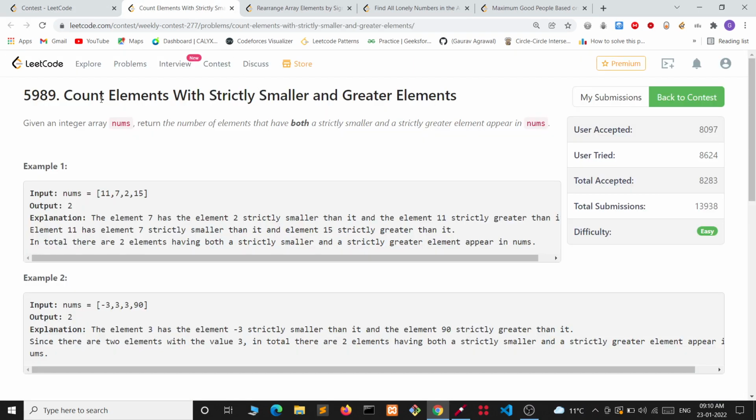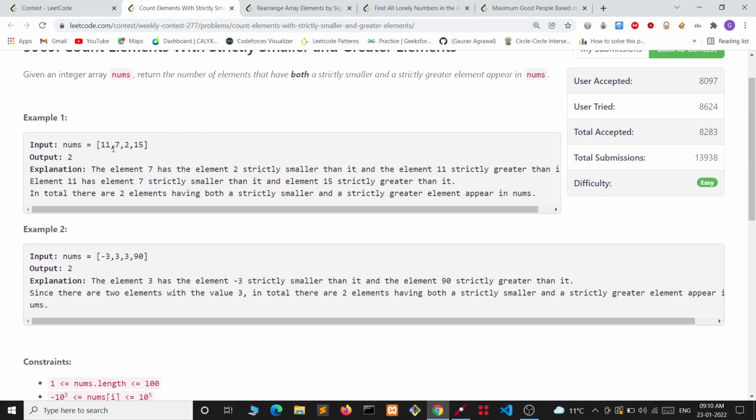In problem 1, we have to count the number of elements which have both a strictly smaller and a strictly greater element present in the nums array. So this is the nums array we are having. It has elements 11, 7, 2 and 15. We can see for 7 we have a strictly smaller element which is 2 and a strictly greater element which is 11. So 7 is fine.